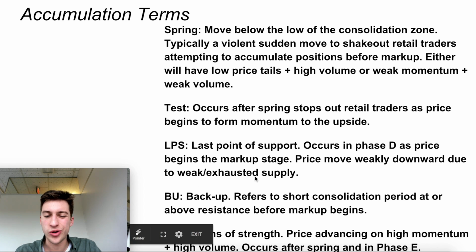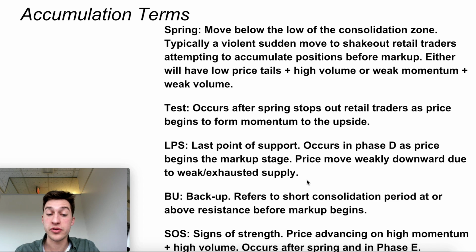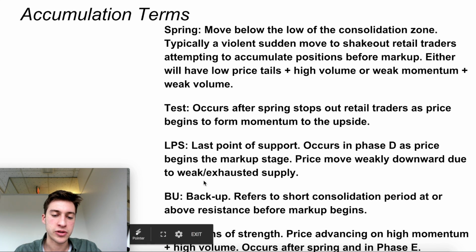So what do I mean by weak or exhausted supply? Well, imagine the opposite of weak or exhausted demand. Weak demand would be that not many people want to buy, so we're struggling to find buyers to push the price up. Exhausted demand would be everyone who wanted to buy has already bought. Price is exhausted. And these are going to have a similar effect.